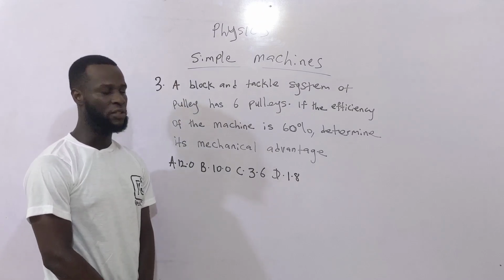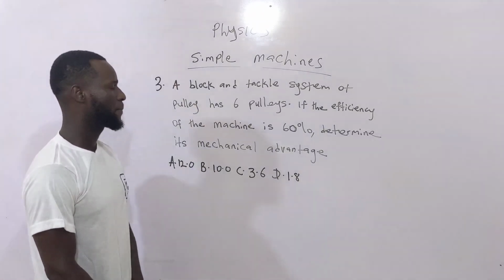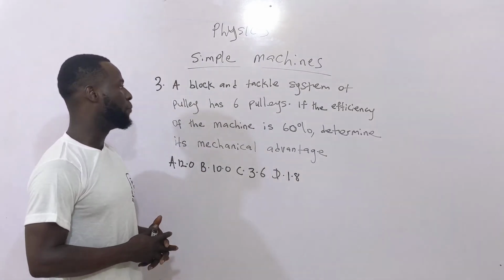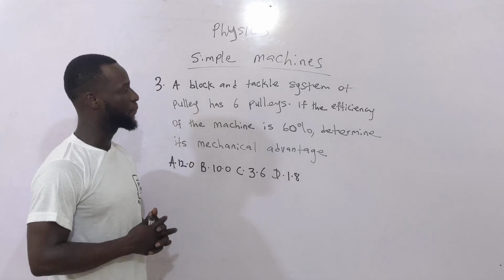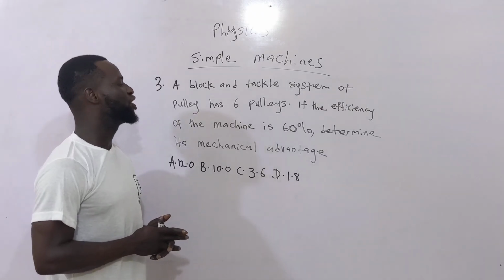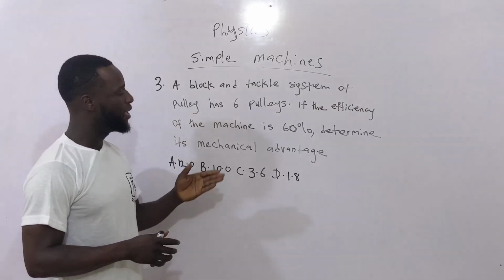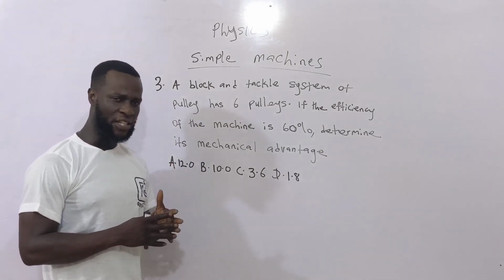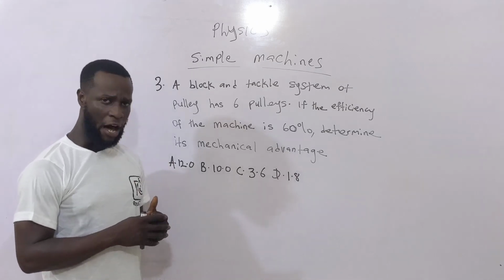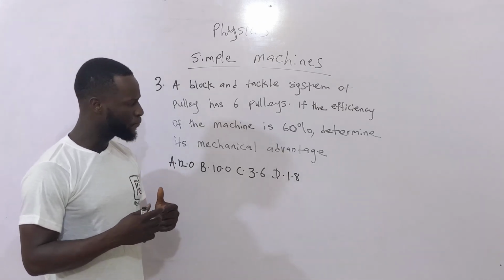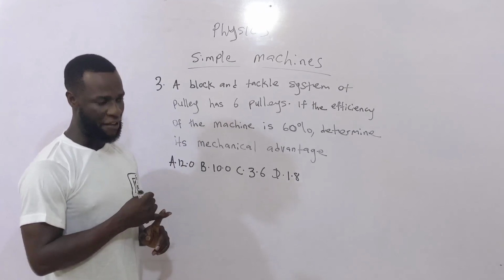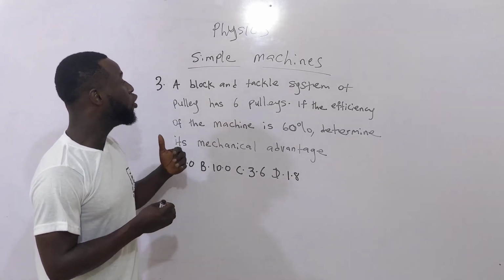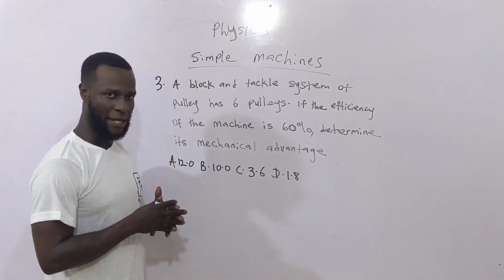Still on simple machine, question number 3. And it goes like this. A block and tackle system of pulley has 6 pulleys. If the efficiency of the machine is 60%, determine its mechanical advantage. Now they're asking you to determine the mechanical advantage. Now, how do you find the mechanical advantage? Here they have given you efficiency. Here they have given you the number of pulleys present.